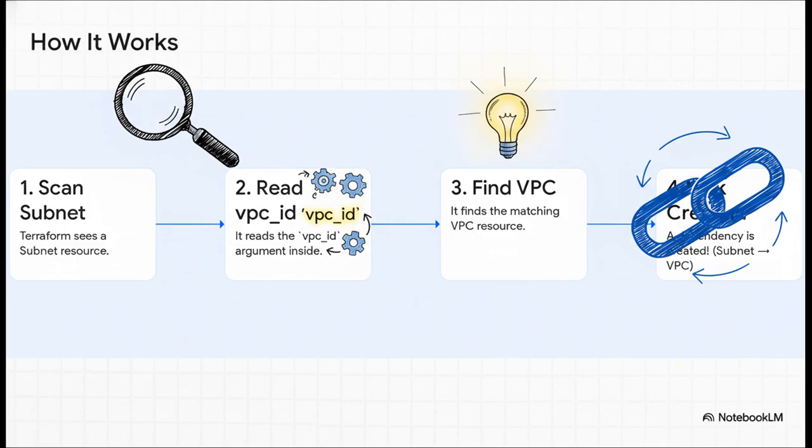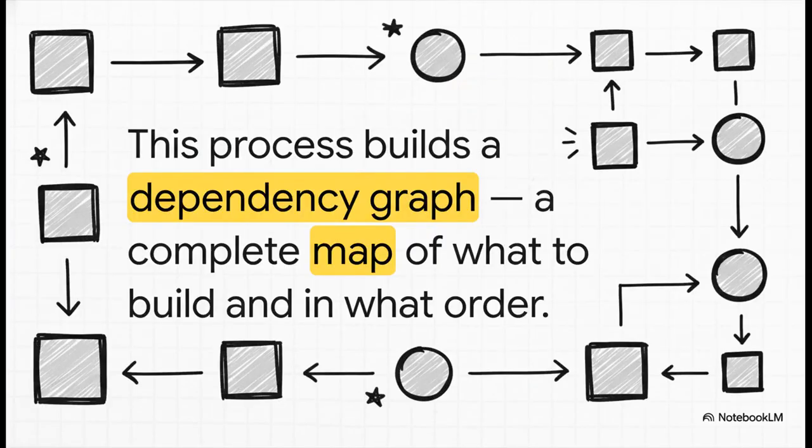And this right here, this is the aha moment. This is the detective work in action. Let's say Terraform sees your code for a subnet. It looks inside that code block and it spots an argument called vpc_id. That vpc_id is a reference to your VPC. Instantly, a light bulb goes off for Terraform. It knows, aha, this subnet depends on that VPC. I absolutely must create the VPC first. And it does this for every single resource, every connection in your entire project.